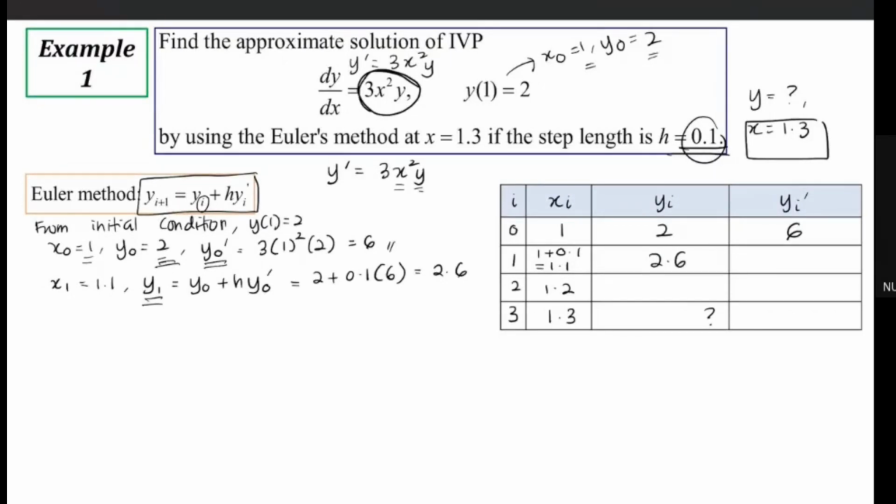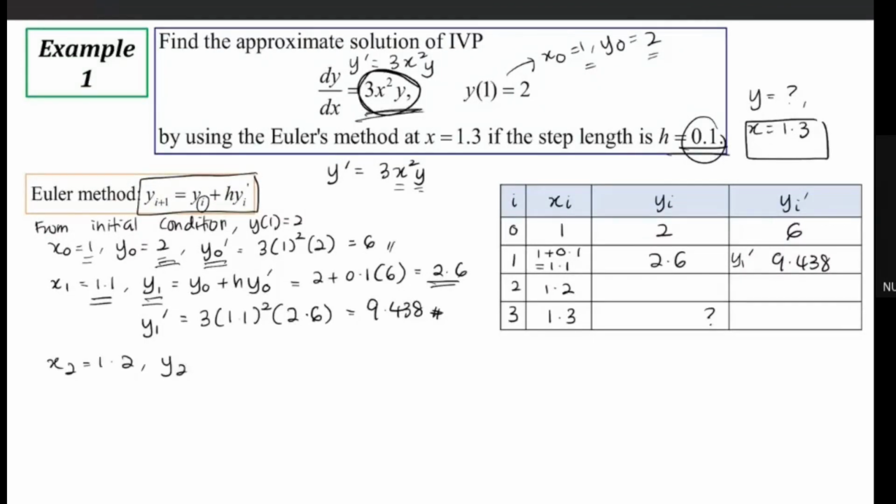Next, you must find y1 prime using this equation. y1 prime equal to 3, here x is 1.1, so 1.1 squared, y is 2.6. Then you calculate using a calculator, and you will get 9.438. This is 9.438. x2 equal to 1.2.